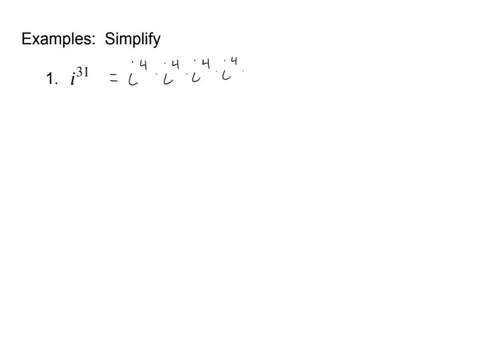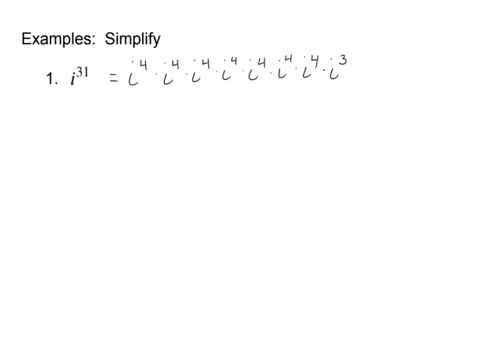I'm going to need quite a few of them. I think I need 2 more maybe. So let's see what we've got here. I've got 1, 2, 3, 4, 5, 6, 7. That would get me i to the 28th because 4 times 7 is 28. So I'm going to need 3 more out here to get me to that 31st power.